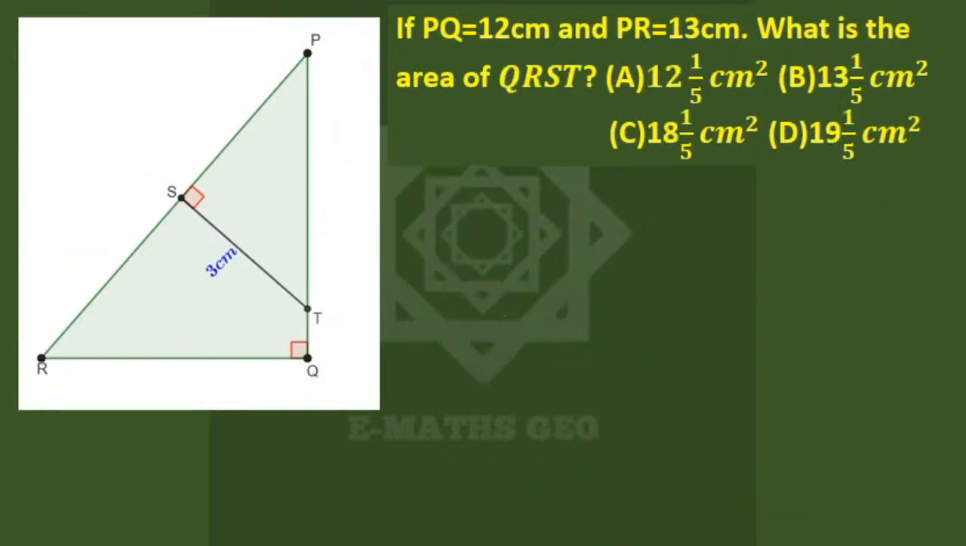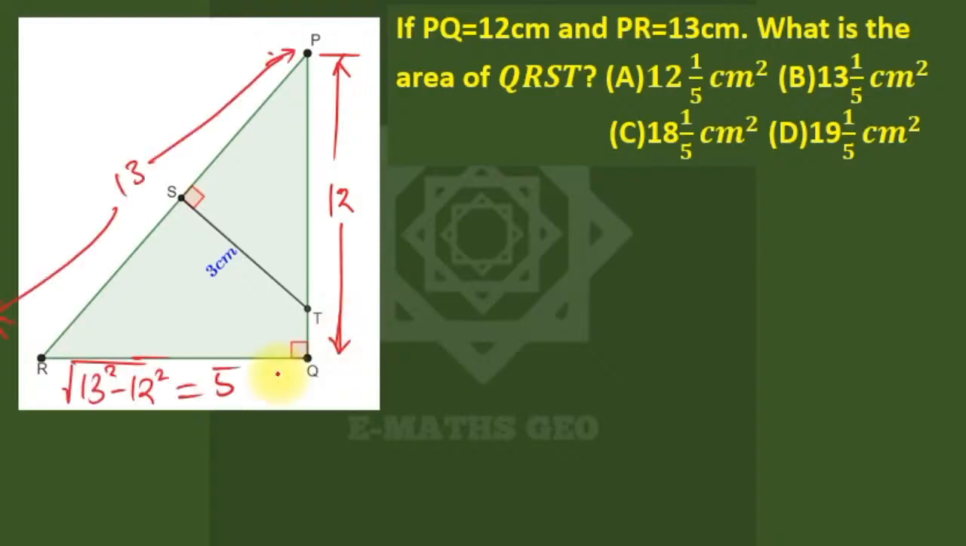We'll move to the other one. This is almost the same as the former one, but we're asked to find the area of QRST. So we'll start by putting the values we are given. We are given this length to be 12, and this hypotenuse to be 13. So using the Pythagorean theorem, this is 13 squared minus 12 squared, giving us 5. So using that same logic, the ratio of areas of similar triangles, we are looking for this.